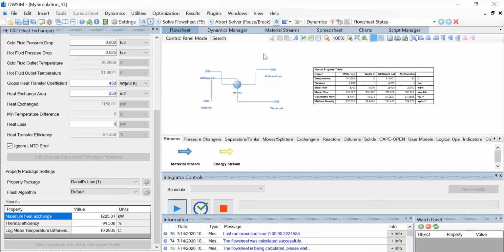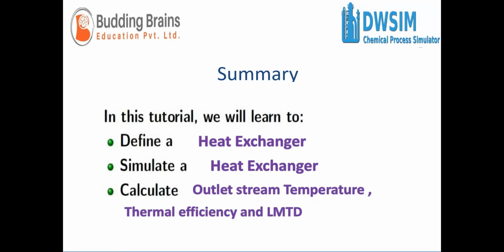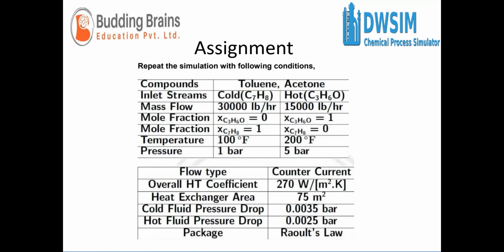We have successfully come to the end of the tutorial. In this tutorial, we defined a heat exchanger, we simulated the heat exchanger, and we also calculated its outlet stream temperature, its thermal efficiency, and the LMTD value. You can repeat the simulation in DWSIM using the following example. The compounds given are toluene and acetone, and you can use the process conditions and the heat transfer conditions for your simulation. Hope this tutorial was useful to you.